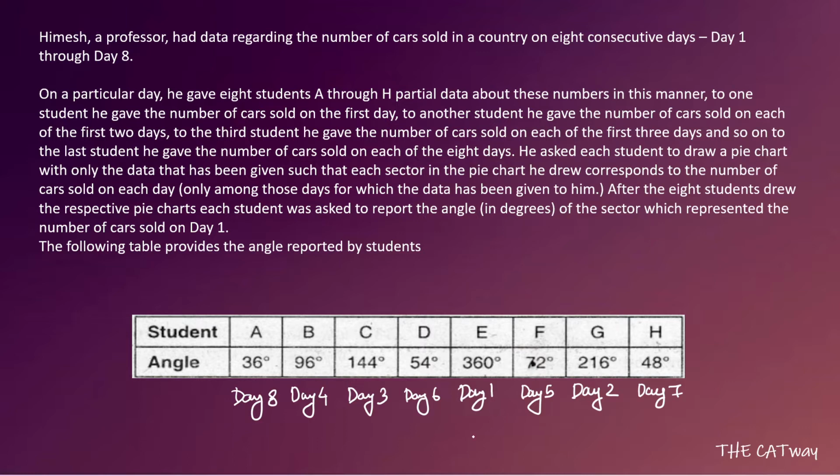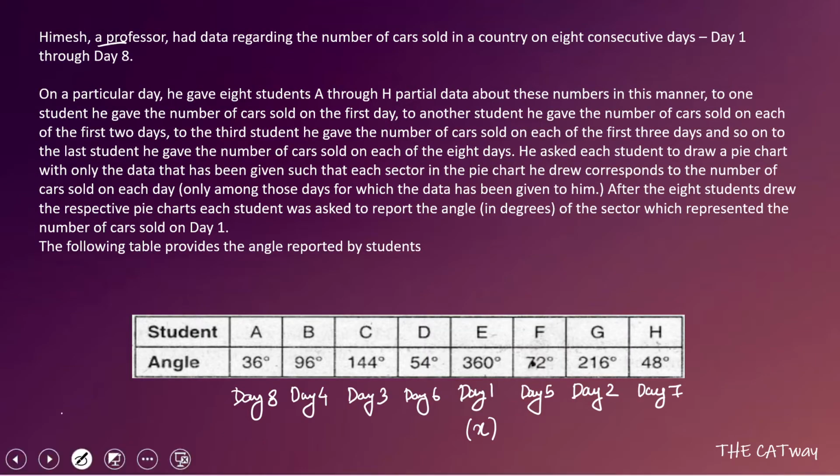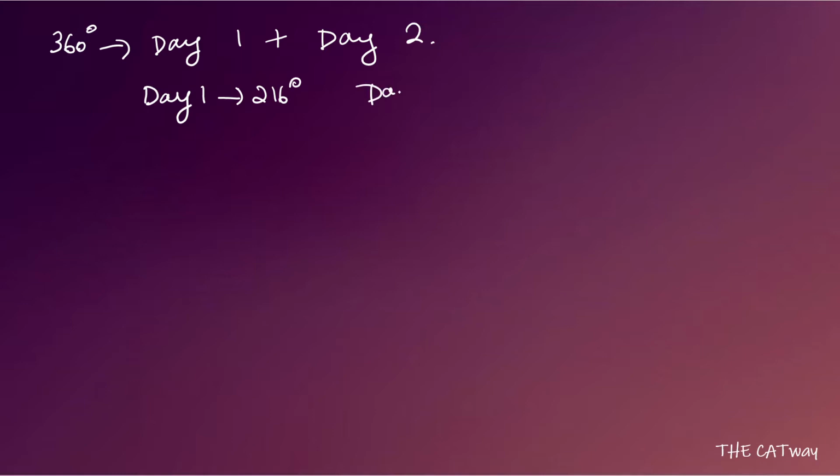Now what we can assume is, let's say on day 1 a total of X cars were sold. Okay, so what we can say about day 2, see, the total number of cars sold on day 1 plus day 2 is 360 degrees. For day 1, what we have been given is 216 degrees. So what is day 2? Day 2 is 360 subtracted by 216, which is 144 degrees.